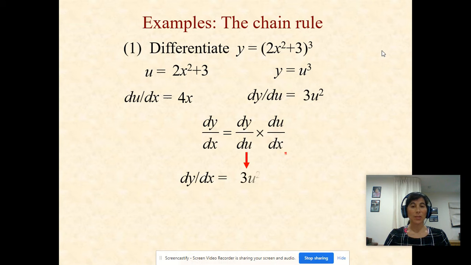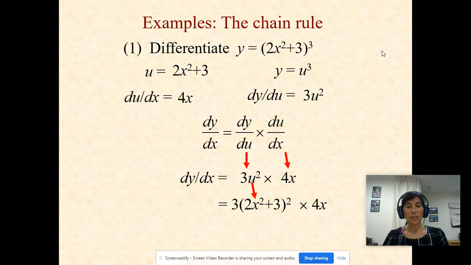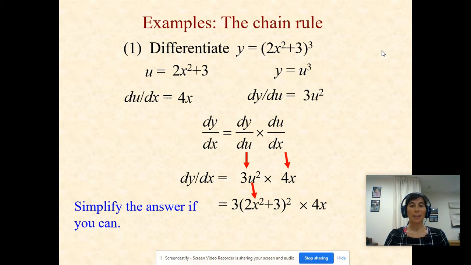So we just substitute those in, and we're going to have 3u squared times 4x. But wait on, we know that u is 2x squared plus 3, so we just write that in again, and then we just simplify where we can. So we can go 3 times 4x is 12x, and we can just leave it in that format there. We don't need to expand it.